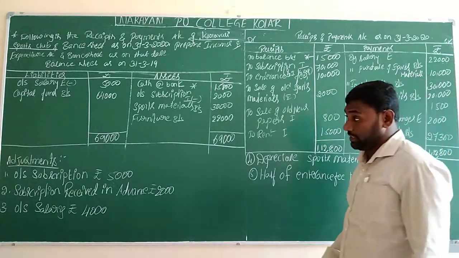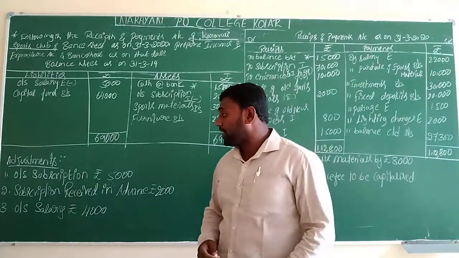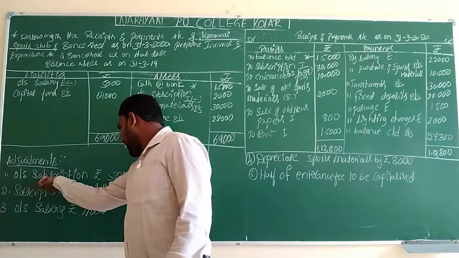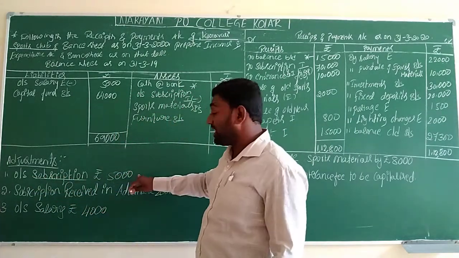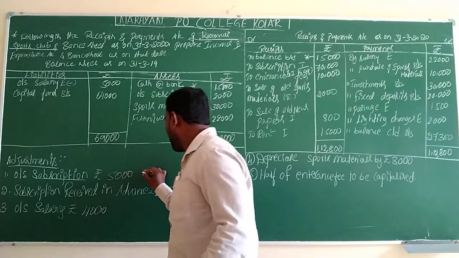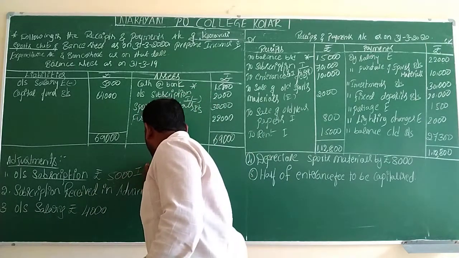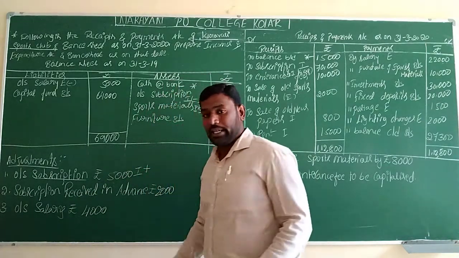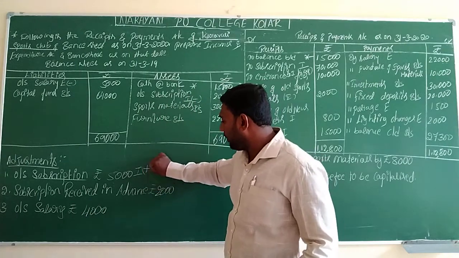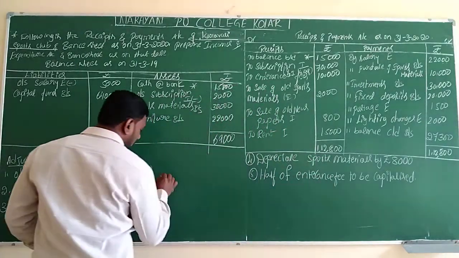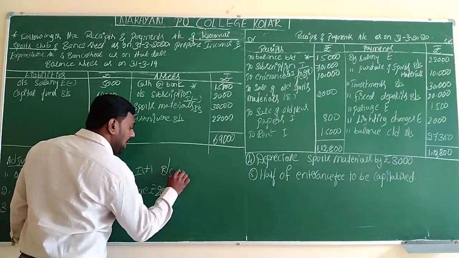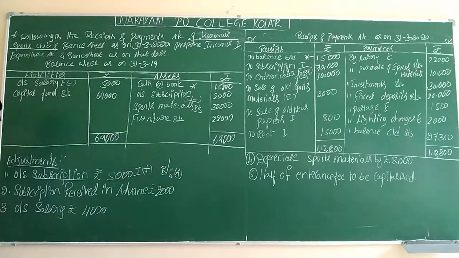Let's come to the adjustments. Adjustment number 1 says that outstanding subscription for this one is for the present year. So first we should add this value under incomes, and again we have to note it under the balance sheet assets.